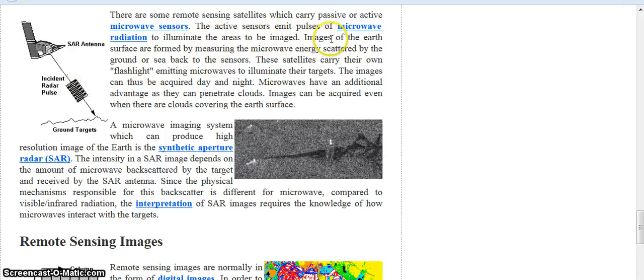The active sensors emit pulses of microwave radiation to illuminate some areas to be imaged. Images of the Earth's surface are formed by measuring the microwave energy scattered by the ground or sea back to the sensors. These satellites carry their own flashlight, emitting, I love that term, flashlight, emitting microwaves to illuminate their targets. The images can thus be acquired day and night. Microwaves have an additional advantage as they can penetrate clouds. Images can be acquired even when there are clouds covering the Earth's surface.